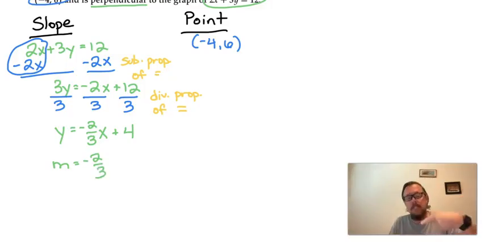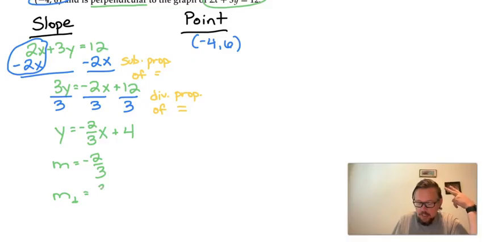But I want the perpendicular slope. So the perpendicular slope, I'm going to do m with the little perpendicular symbol here. The perpendicular slope is the negative reciprocal. So I flip it and change the sign. So instead of negative 2/3, it's positive 3/2. Okay, so I'm going to use that as my slope.